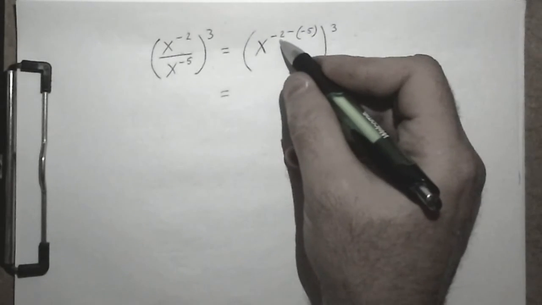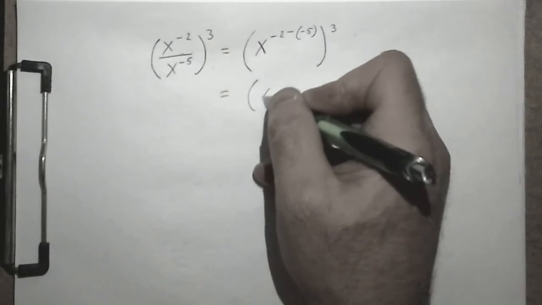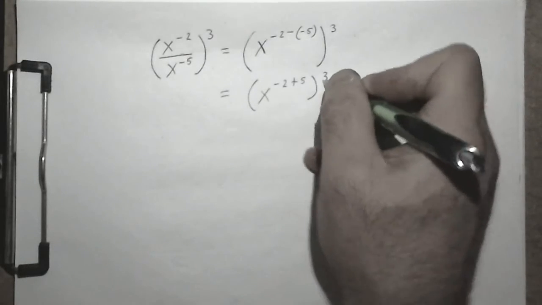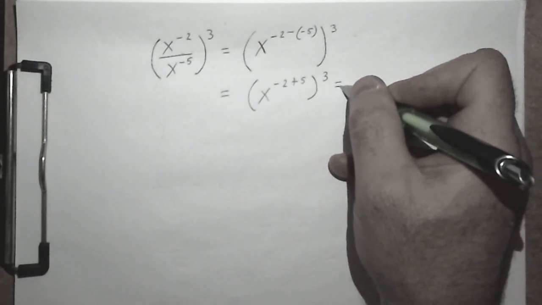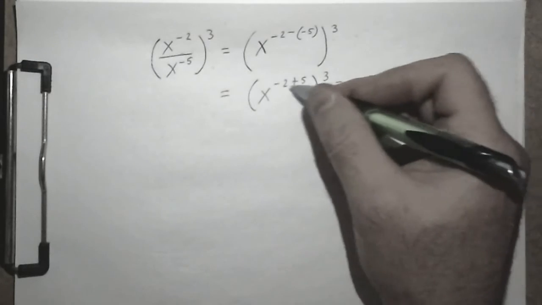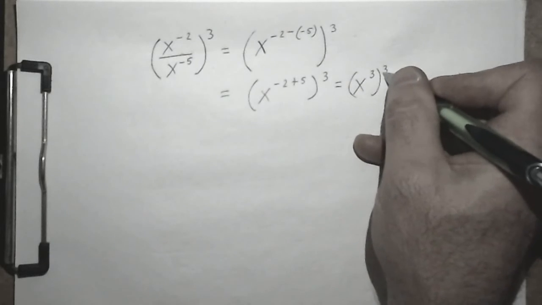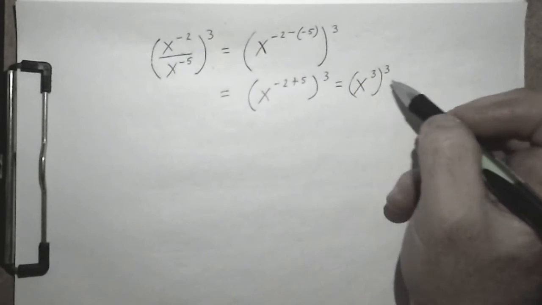Inside the parentheses, a negative 2 subtract a negative 5 is the same thing as x to the negative 2 plus 5, and this whole quantity is the third power. Therefore, we really have x to the positive 3 power raised to the positive 3 power. Negative 2 plus 5 is 3.